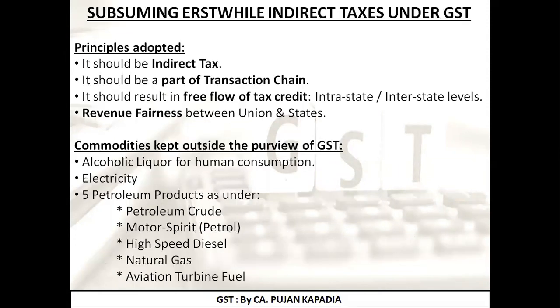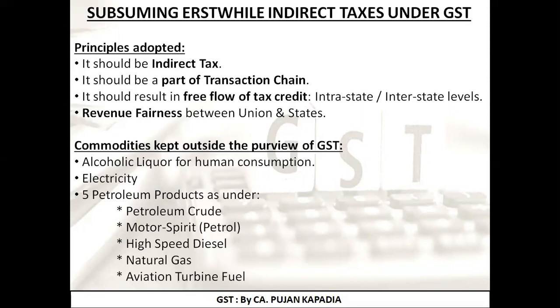Moving ahead, we had discussed what principles were considered at the time of clubbing all the previous indirect taxes into the one bucket of GST, under which we have studied four major principles. First, it should be an indirect tax. Second, it should be a part of the transaction chain, which means it should be levied anywhere at the time of the transaction. Third, there should be a free flow of tax credit, that is input tax credit, which I had explained to you. And last, there should be revenue fairness. There should be a fair allocation of tax revenue between center and state.